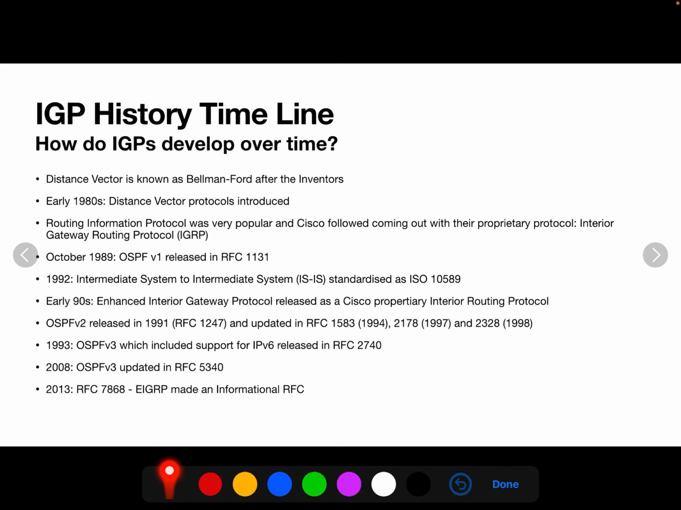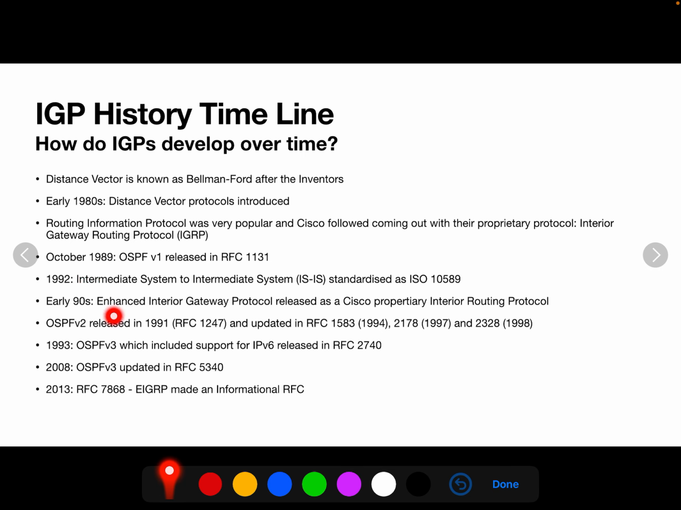Now, timeline. Distance vector, by the way, is also known as Bellman-Ford, named after the inventors. In the early 80s, distance vector protocols were introduced. Routing Information Protocol was very popular, and Cisco followed by coming out with their own proprietary protocol, Interior Gateway Routing Protocol. In October 1989, OSPF version 1 was released in RFC 1131. OSPF version 1, the first version. In 1992, Intermediate System to Intermediate System was standardized in ISO 10589. That was a very important point in the history of IGPs.